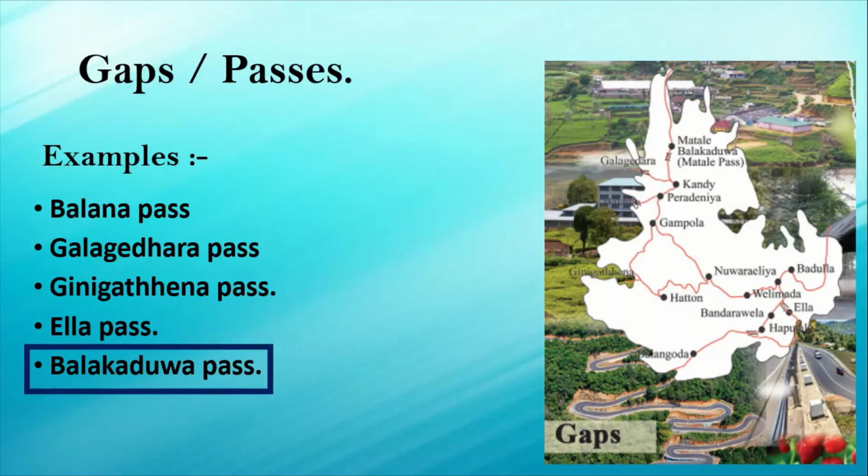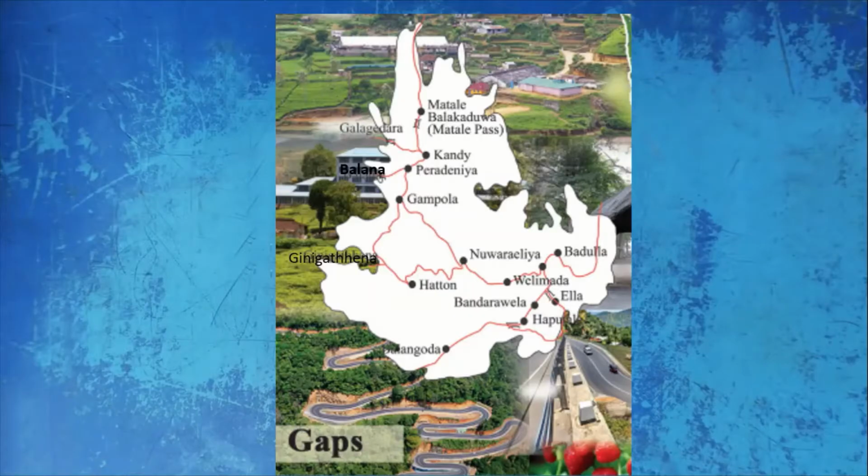Let's see several passes in Sri Lanka on our hill country map. Now children, let's identify several passes in our hill country. Matale Pass. Here you can see Galagedara Pass. This is Ginigathena Pass. This one is Ella Pass. Balana Pass.